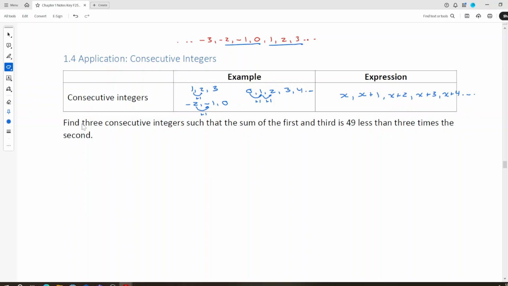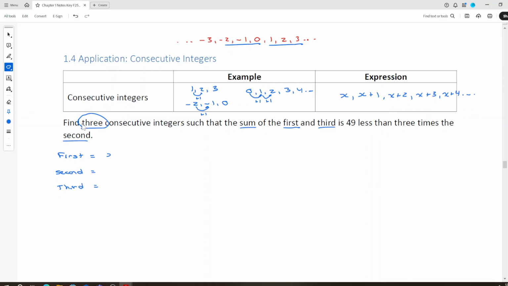So find 3 consecutive integers such that the sum of the first and the third is 49 less than 3 times the second. Now, hopefully that didn't scare you. What I wanted to do by reading that is realize that you're having 3 consecutive integers, and this question calls them the first, the second, and the third. So we're going to say our let statement is that we have a first integer, a second integer, and a third integer.